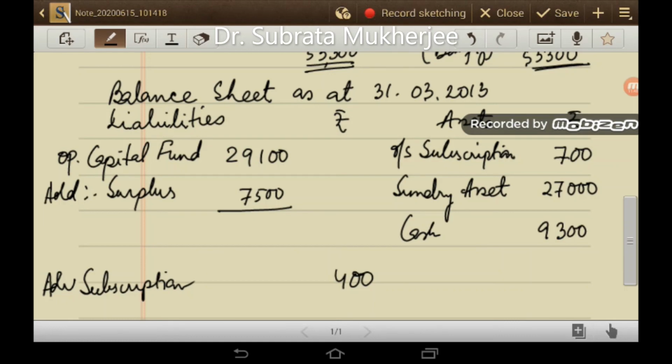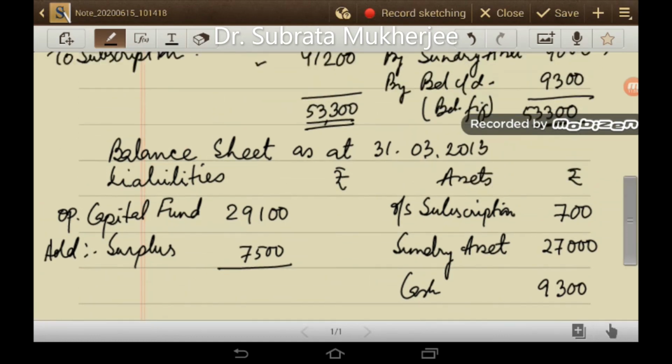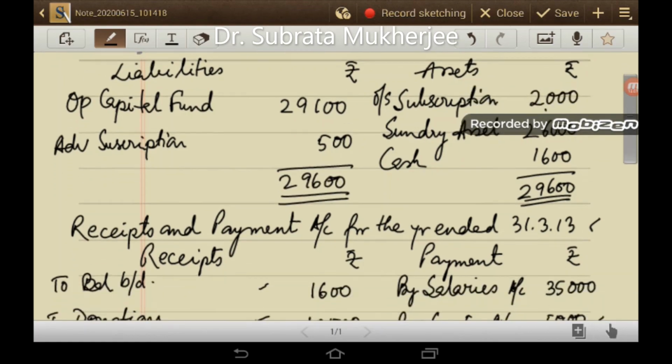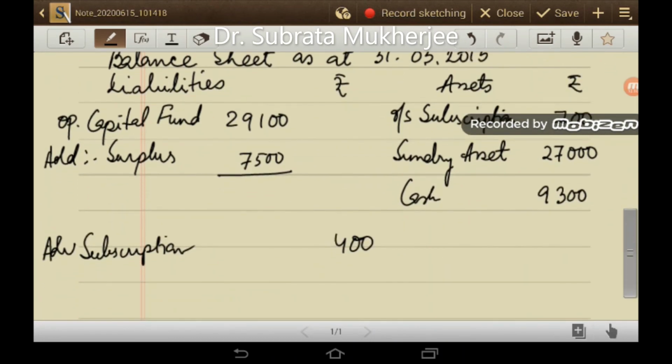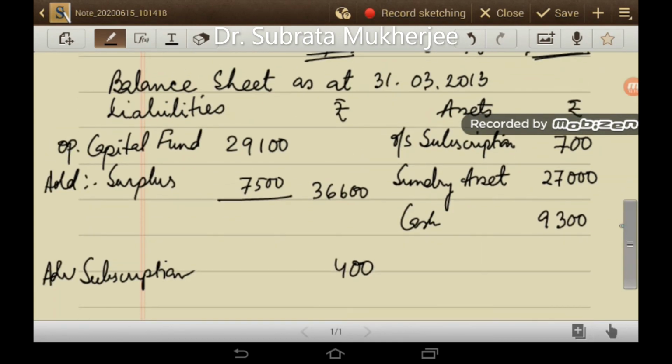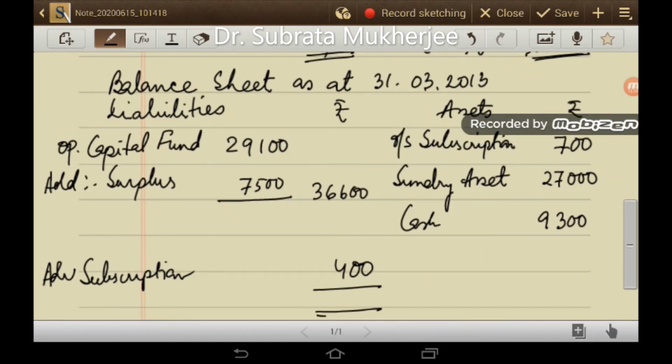So now I will close the opening balance sheet and then the closing balance sheet. So in the opening balance sheet both side total is 29,600. So just for reconciliation I have prepared this opening balance sheet 29,600. And now I will close the closing balance sheet. So the closing capital fund is 36,600. This is the closing balance sheet, and both side total will be 37,000.